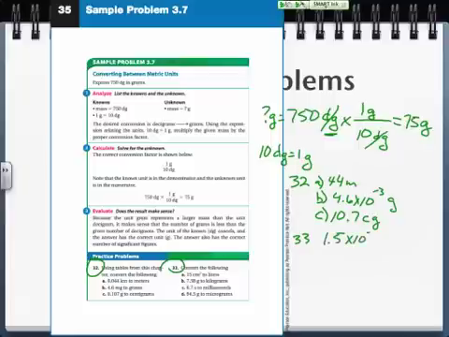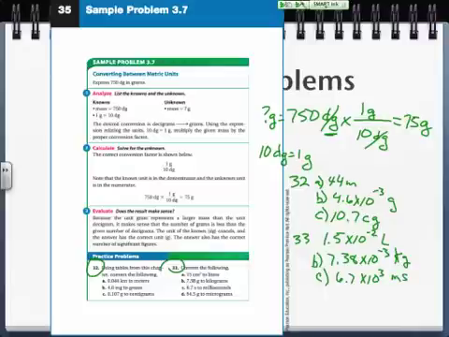33, 1.5 times 10 to the negative 2 liters. That's 0.015. B is 7.38 times 10 to the negative 3 kilograms. C, 6.7 times 10 to the third milliseconds. And D is 9.45 times 10 to the 7th micrograms.